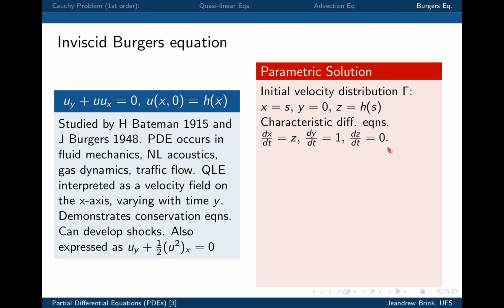So you go about, once again, solving this, and the solution method is exactly the same as what we did for the advection equation. dz/dt equals 0, so z is a constant in time, and that constant is equal to h of s. dy/dt equals 1, so integrating you have that t occurs there plus a constant, which is 0, and once you have that, you can work out the parametric solution.